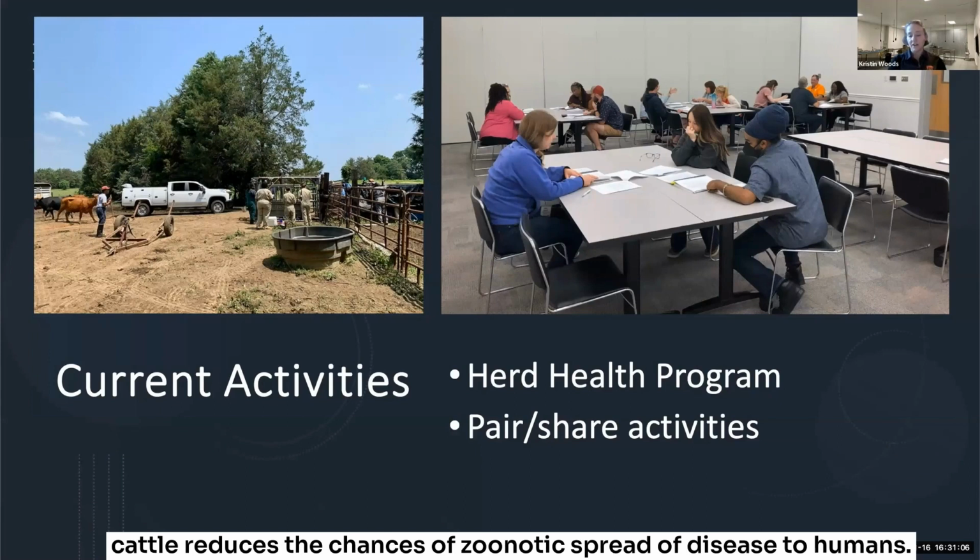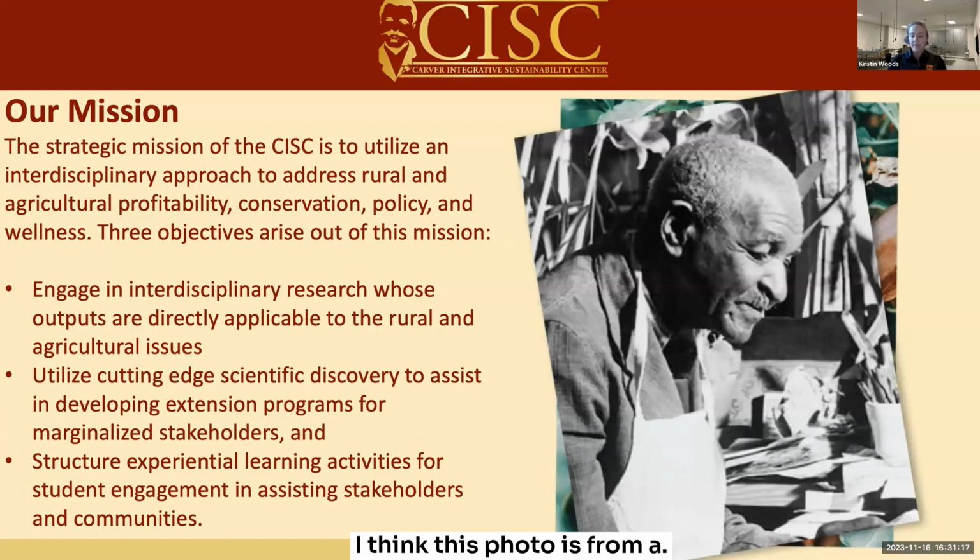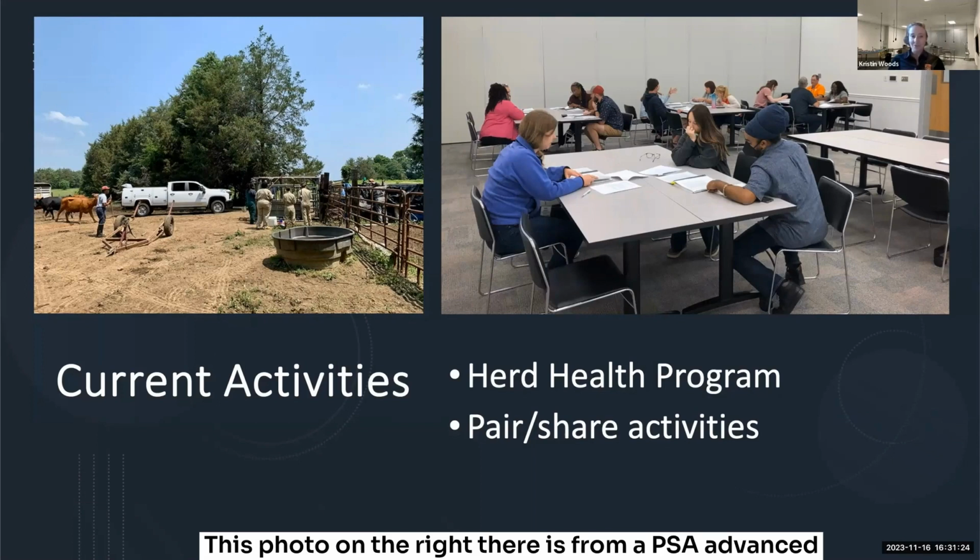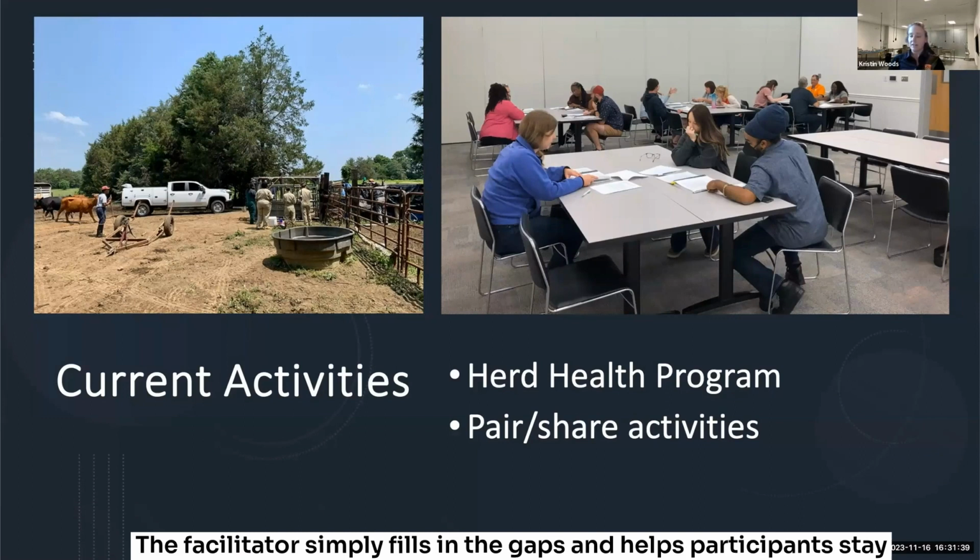So lastly, using engaging methods does not always mean you need to be on the farm or have expensive equipment. This photo on the right there is from a PSA advanced training where we took some previously lecture-based content and created a guided discussion activity. Essentially, we asked participants to discuss and then they taught each other the material. The facilitator simply fills in the gaps and helps participants stay on track.